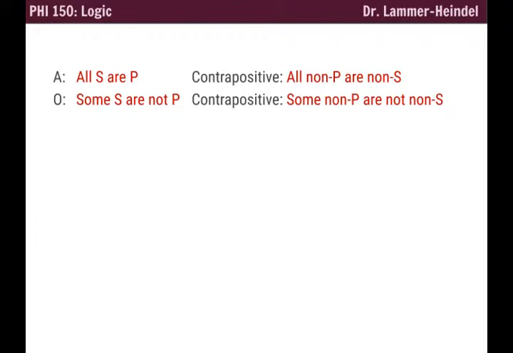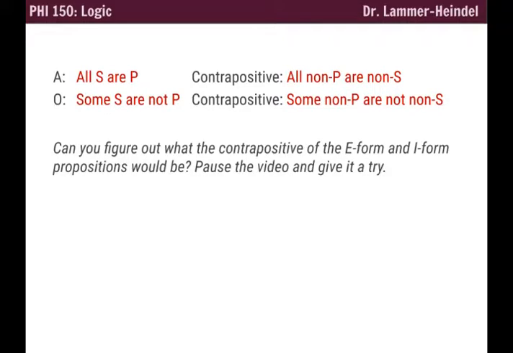Let's consider now the O form proposition. The standard O form proposition states some S are not P. The contrapositive of the O form proposition would be some non-P are not non-S. Push pause as you try to figure out how to generate the contrapositive of both the E form proposition and the I form proposition. After you're done, push play to check your work.